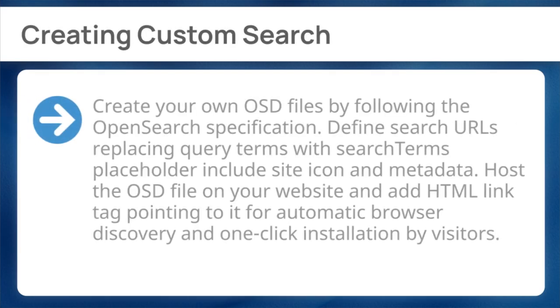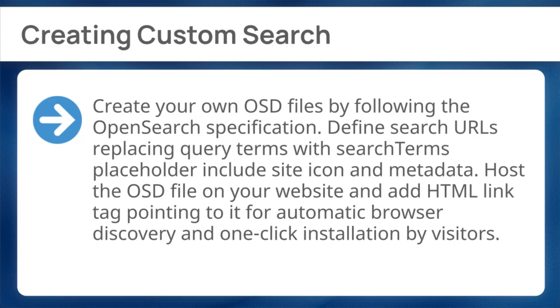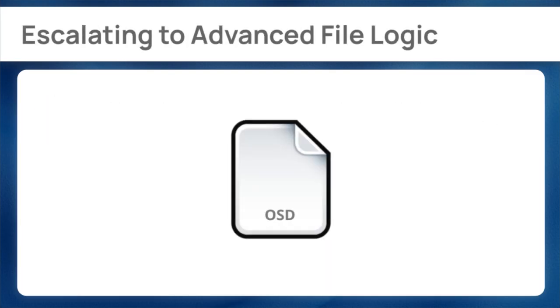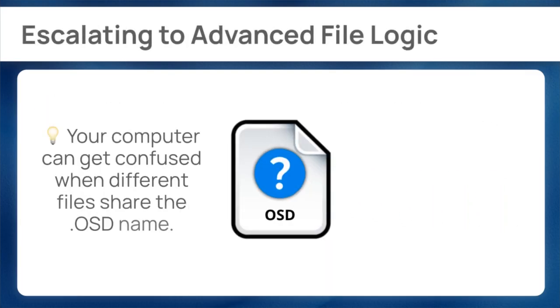Finally, creating custom search. Create your own OSD files by following the OpenSearch specification. Define search URLs, replacing query terms with the searchTerms placeholder. Include site icon and metadata. Host the OSD file on your website, and add an HTML link tag pointing to it for automatic browser discovery and one-click installation by visitors.